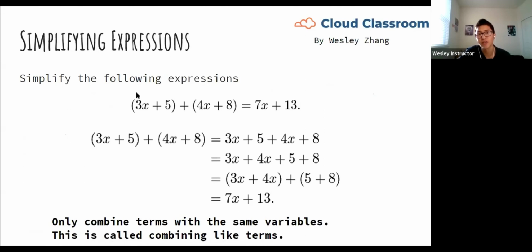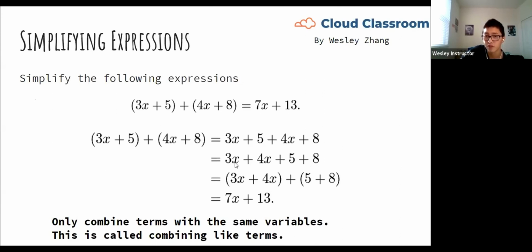You want to find terms that have the same variable, and rewrite them together. So 3x plus 5 plus 4x plus 8. We get rid of the parentheses because it's all addition. Remember the associative property: it doesn't matter which order we add them. Since it's all addition, we can rearrange the order. So this becomes 3x plus 4x plus 5 plus 8.